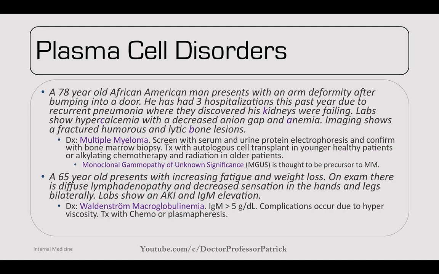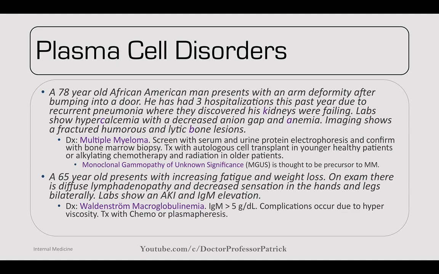Moving into the white blood cells, for plasma cells, there's a 78-year-old African-American man who presents with an arm deformity after bumping into a door. He's had 3 hospitalizations in the past year due to recurrent pneumonia, where they discovered his kidneys were failing. They showed hypercalcemia with decreased anion gap and anemia. Imaging studies showed a fractured humerus and lytic bone lesions. So this is multiple myeloma.